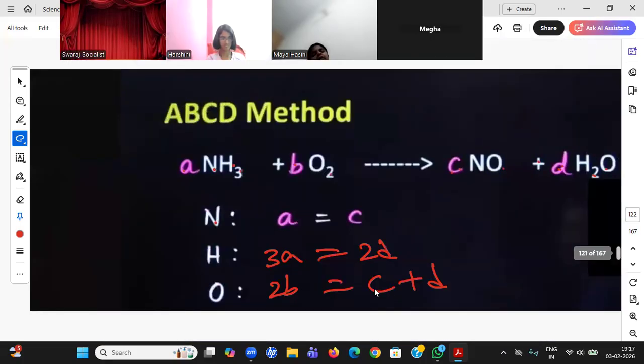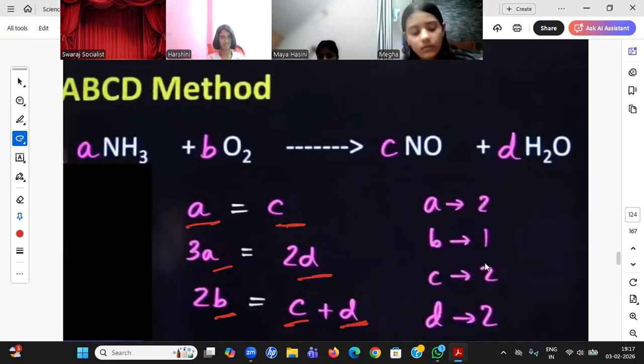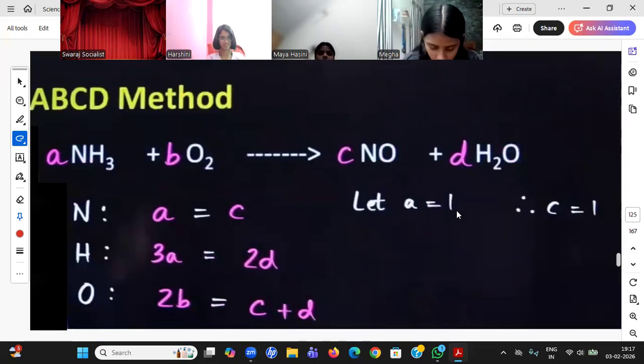Now, what is the fourth step? Again, keep the most occurring one as 1. Here I have seen that A, C, D are all occurring most, student. I'll assume A equal to 1. You can assume anything, but try to assume 1 so that the calculations will be easy. If A equal to 1, C equal to 1. You see, already you got these two ratios.